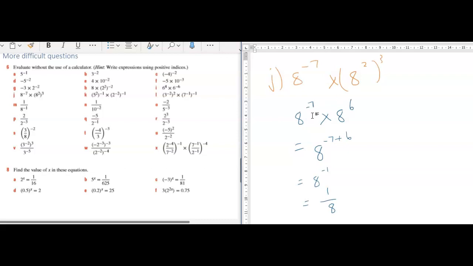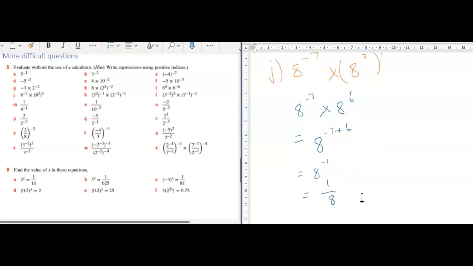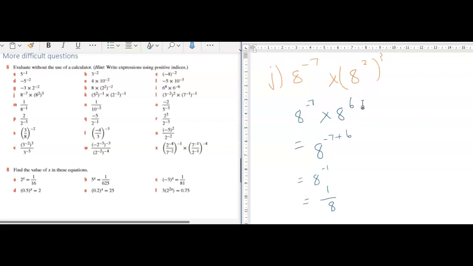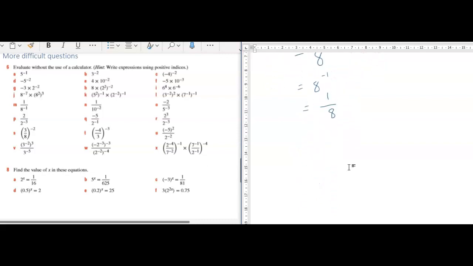So do your multiplication first and then convert into a positive power, because if this power was greater than 7, then you would end up with a positive power. So it's easier to convert your negative powers to positive at the end. All right, let's have a look at M.